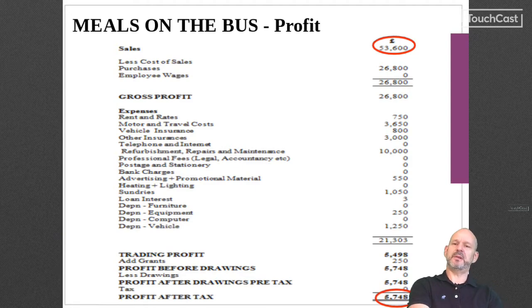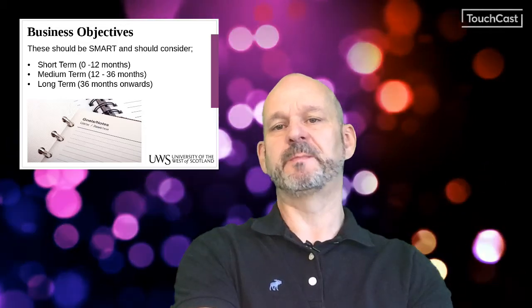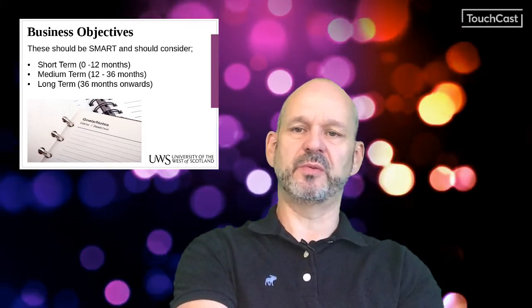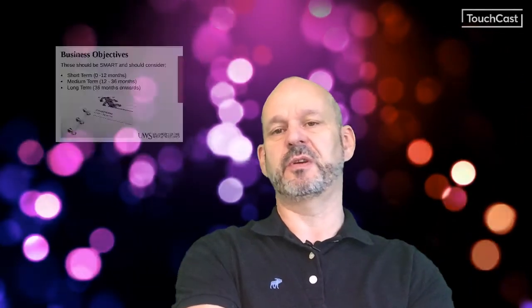And next, remembering what we've learned from the profit and loss, look at the business objectives for meals on the bus, and here you should consider: are they smart, are they detailed enough, and do they cover short, medium and long-term goals? And if the answer to any of these questions is no, then think about how we can improve this in order to present a stronger business case. And again, you should be thinking here also about what the objectives for your own business should look like when you apply this process to it.